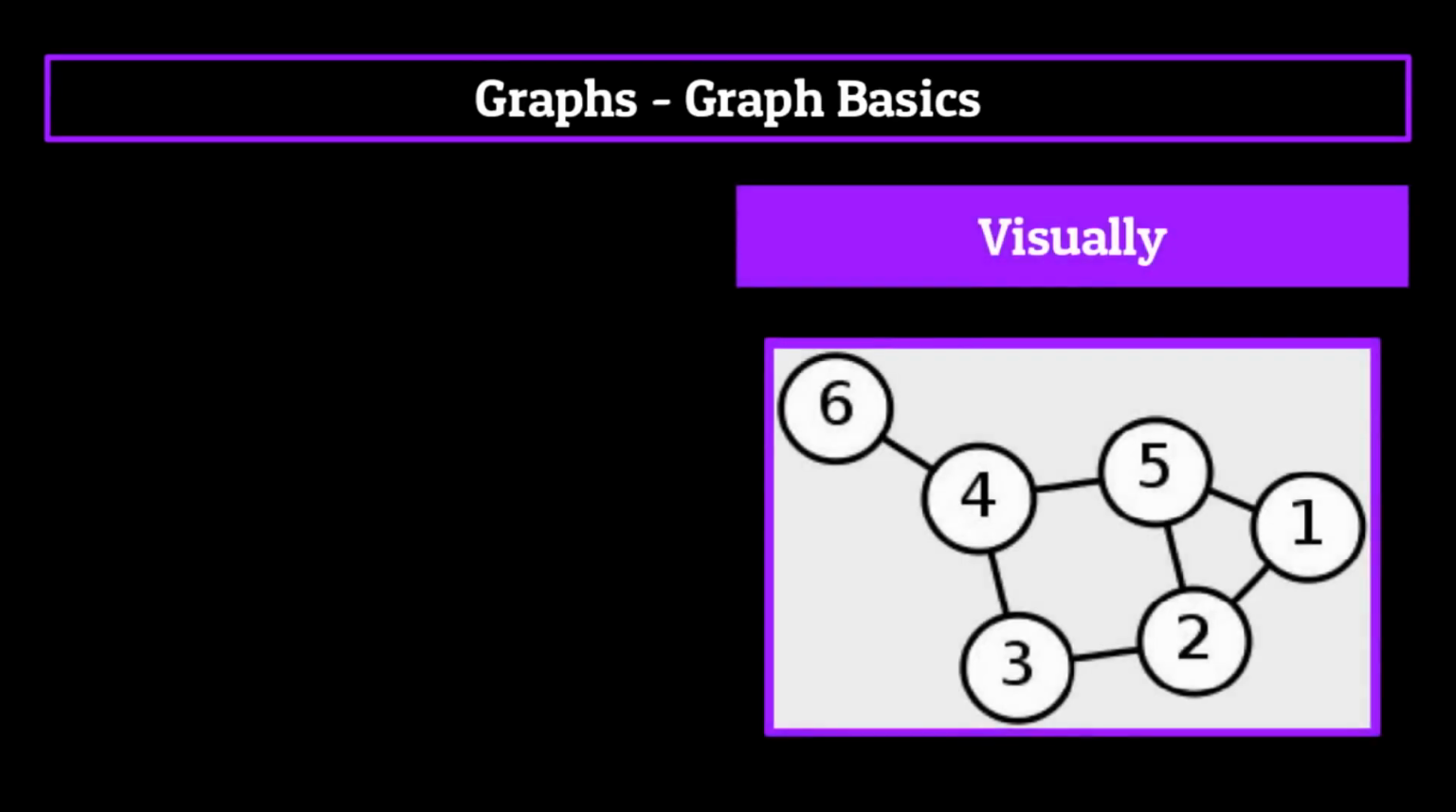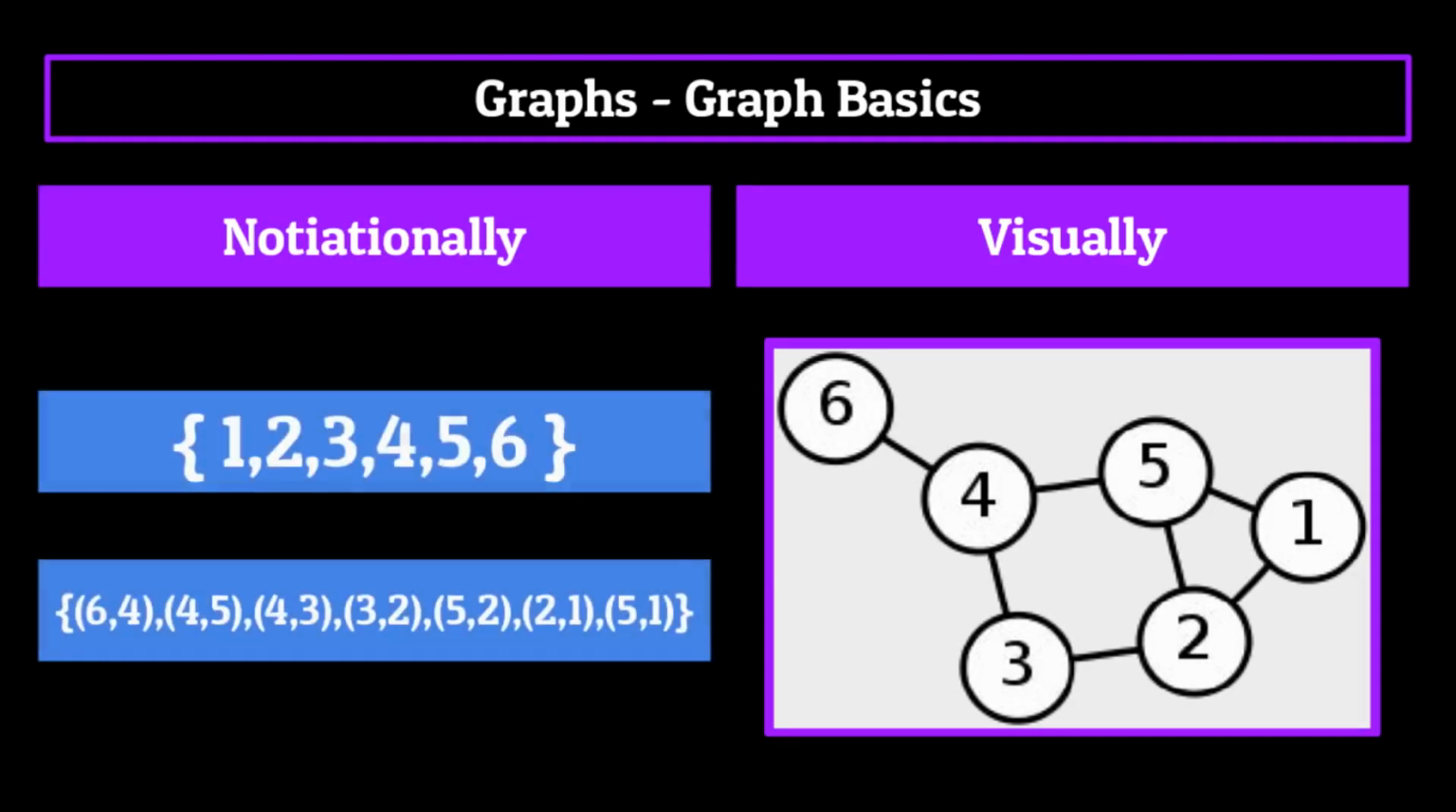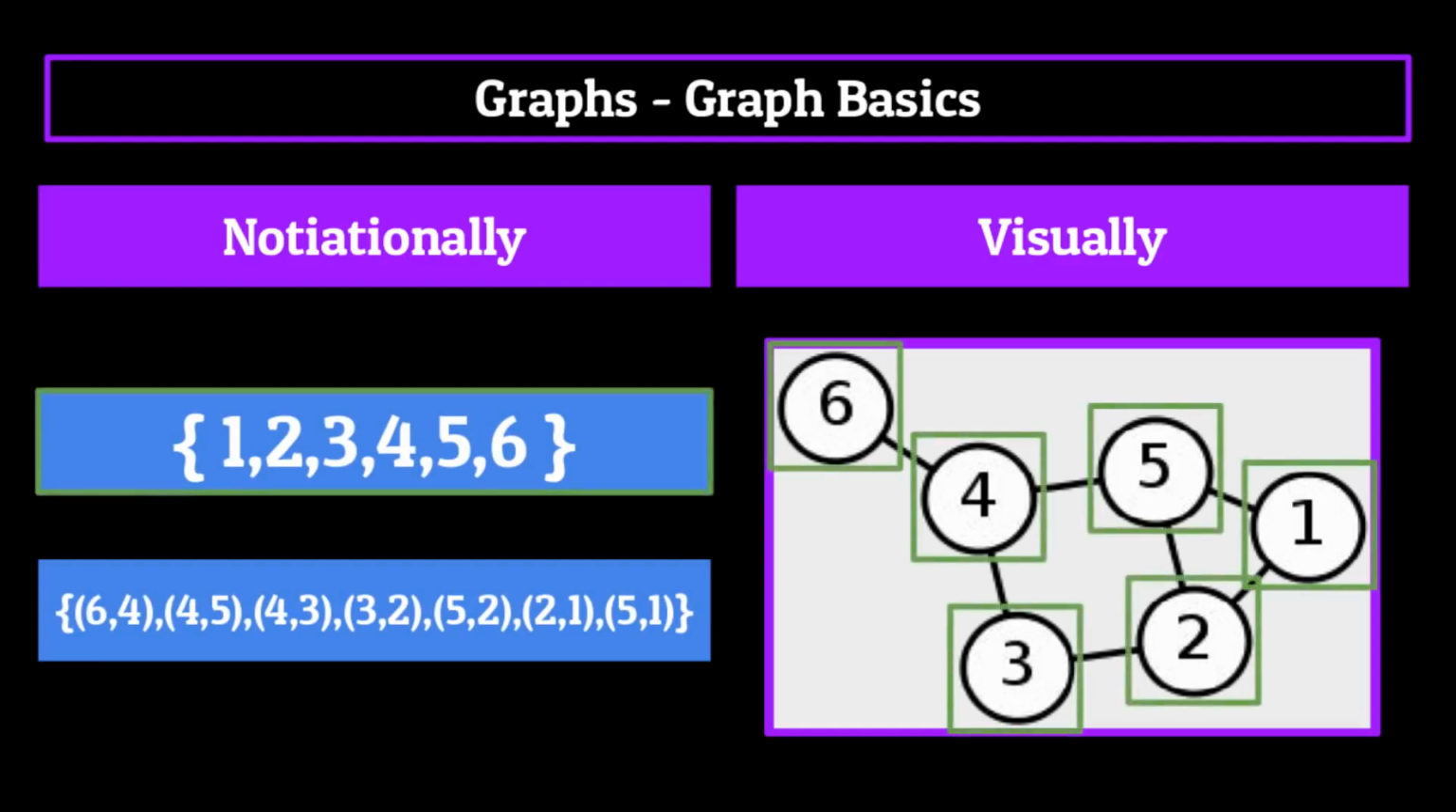We represent graphs visually like this a lot because it makes it way easier to comprehend, but notationally wise, a graph actually looks like this, which is much harder to comprehend. So let's break it down. First, we have the vertices set, which contains a comma-separated list of all vertices within the graph. That's the simple part. Each comma-separated value simply represents a node within the graph.